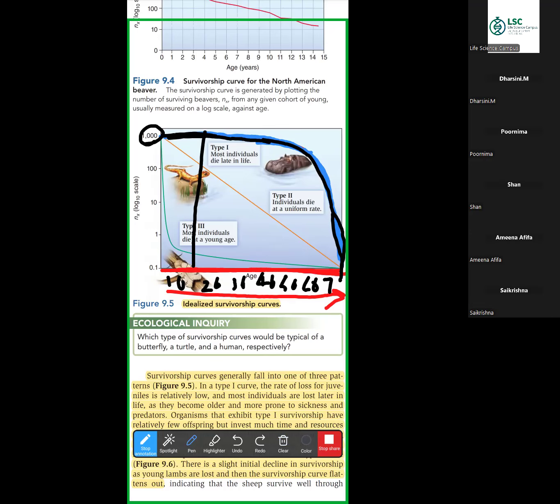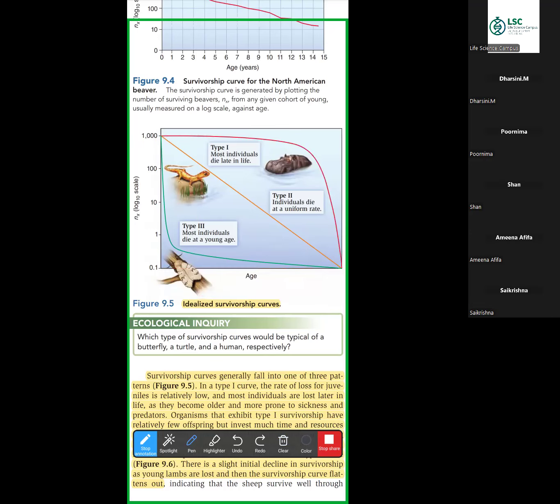This is type 1 survivorship curve. Juvenile death is very low and death of the individuals occurring late in their life. Examples for organisms exhibiting type 1 survivorship curve are large mammals, including human beings.